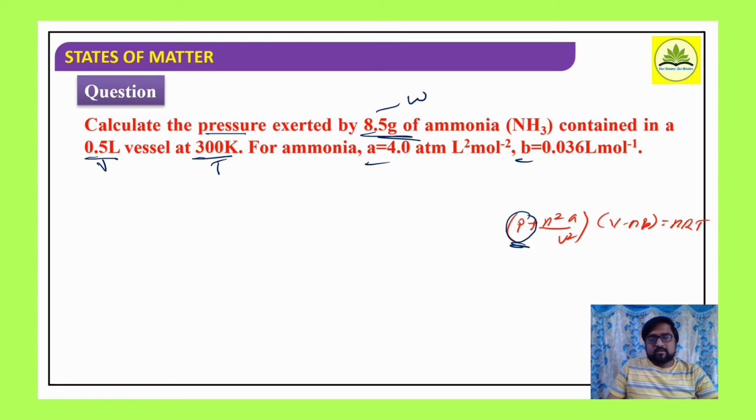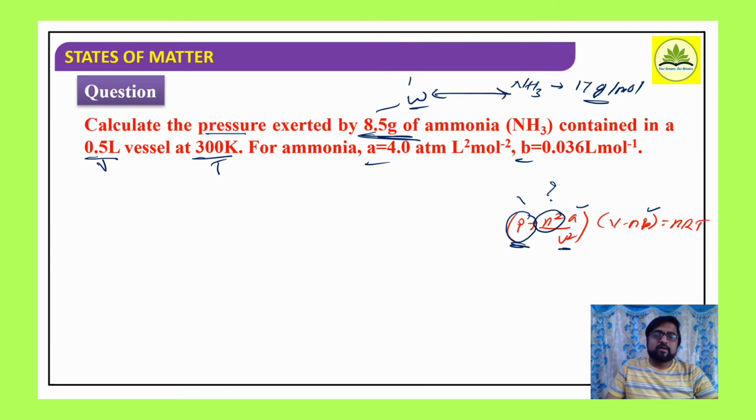To calculate pressure, A and B values are given, V value is given. Then what is required here? The n value, the number of moles, is not given. Instead, supporting data, the weight of ammonia gas, is given. Ammonia, NH3, is the formula and its molecular mass is 17 gram per mole. Weight is given, molecular mass is given. So with the help of these two data, first we have to find out what? The number of moles.